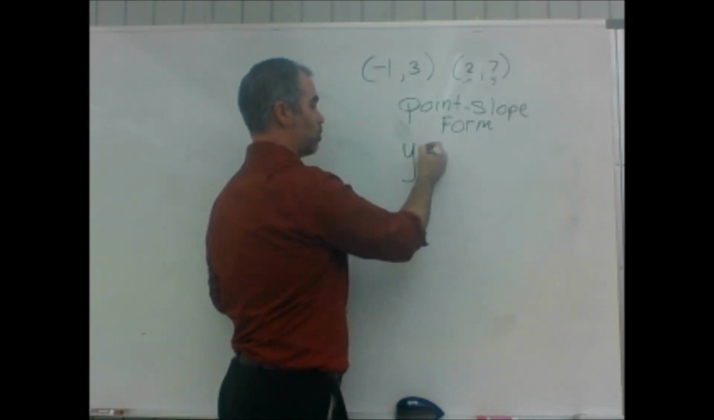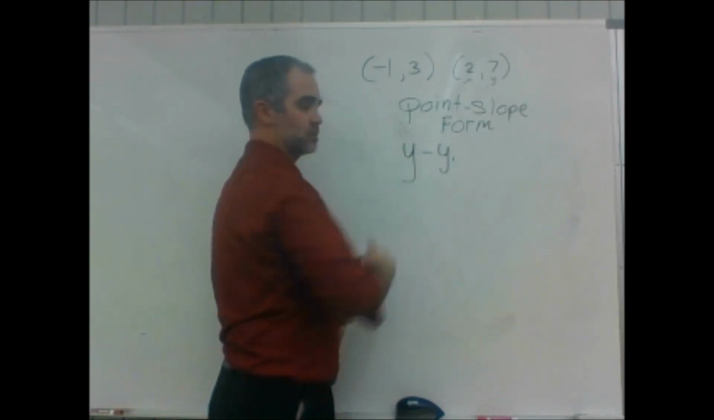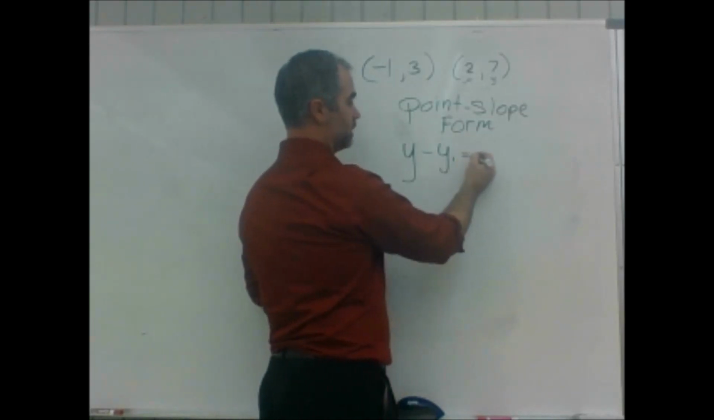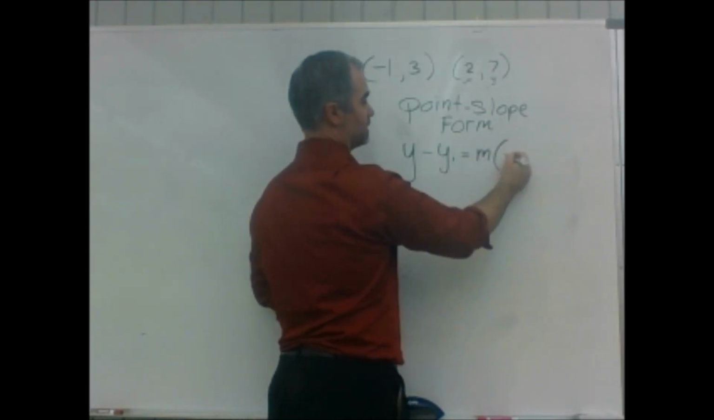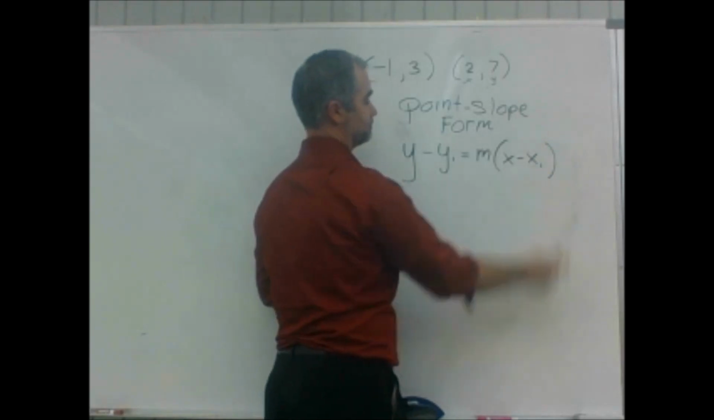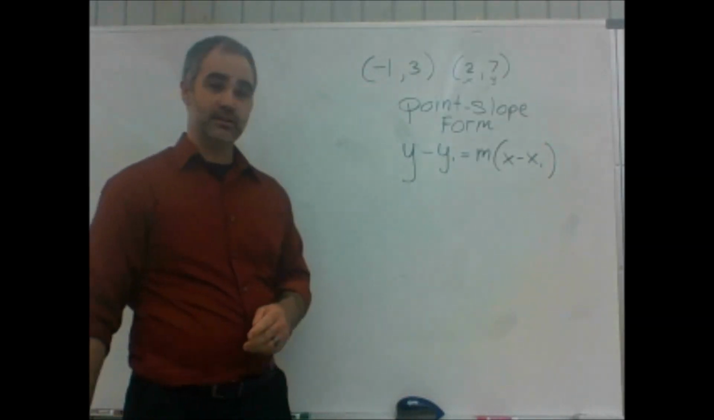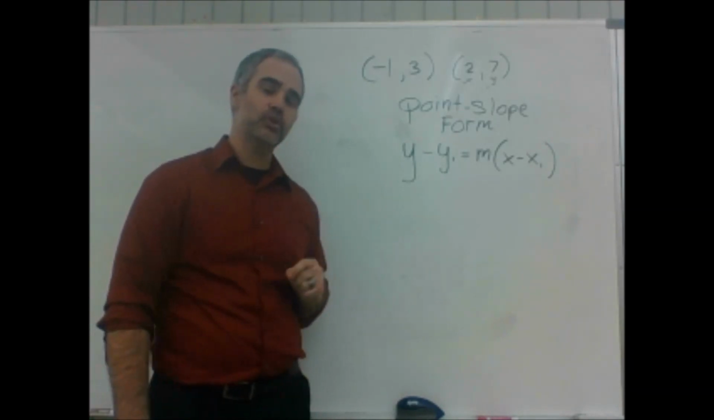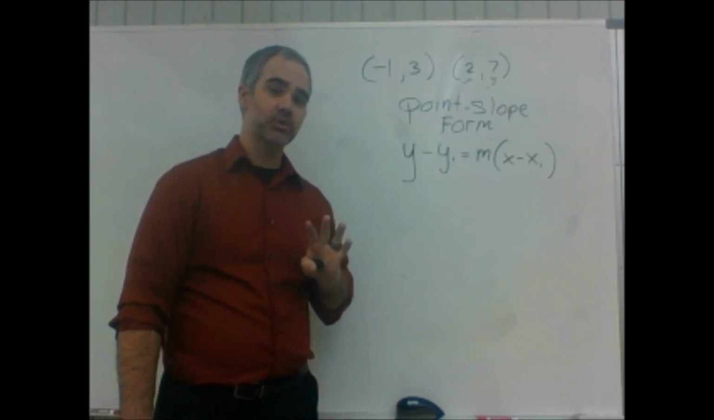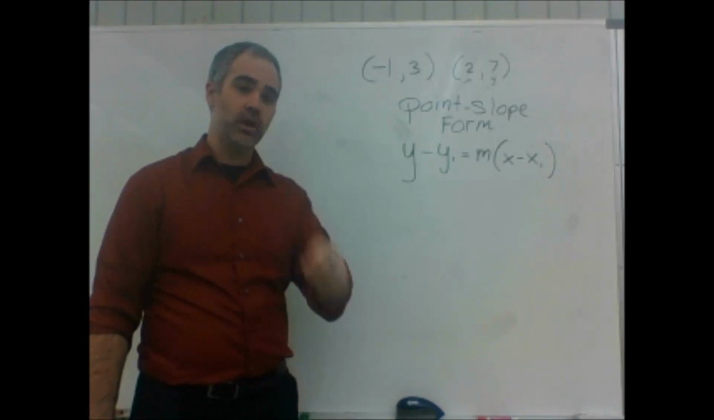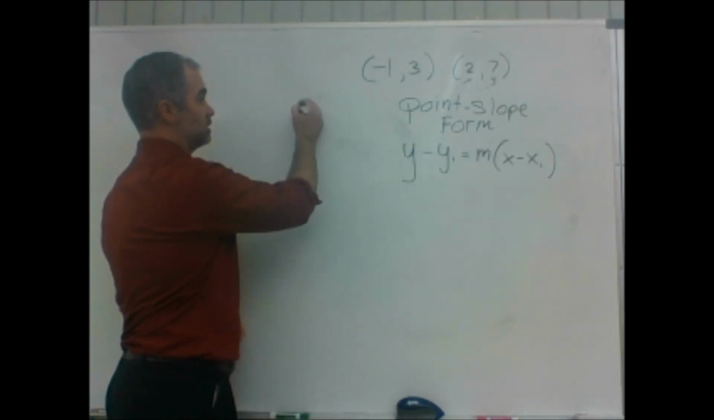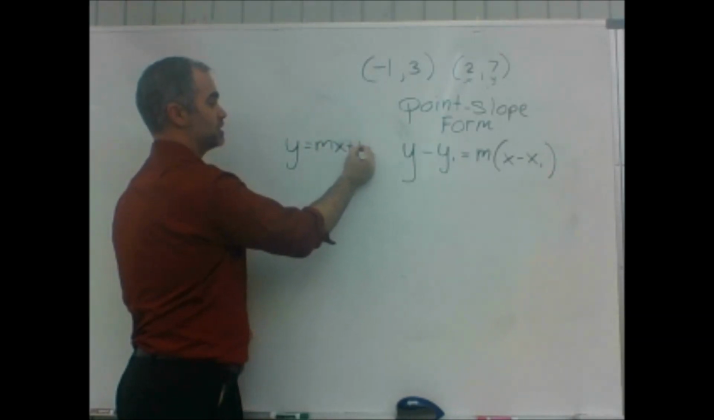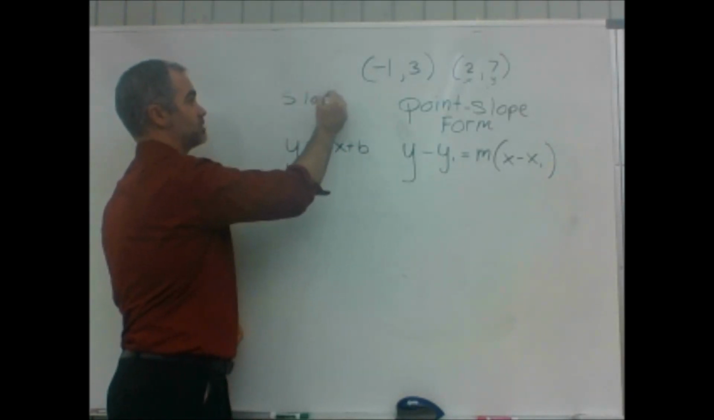It looks like this. Y minus y1, which looks suspiciously like the slope formula, but it's not, equals m times x minus x1. All right, and this looks super ugly, but it's really cool. What point-slope form does is really similar to the y equals mx plus b, except for one thing. Y equals mx plus b is called slope-intercept form.